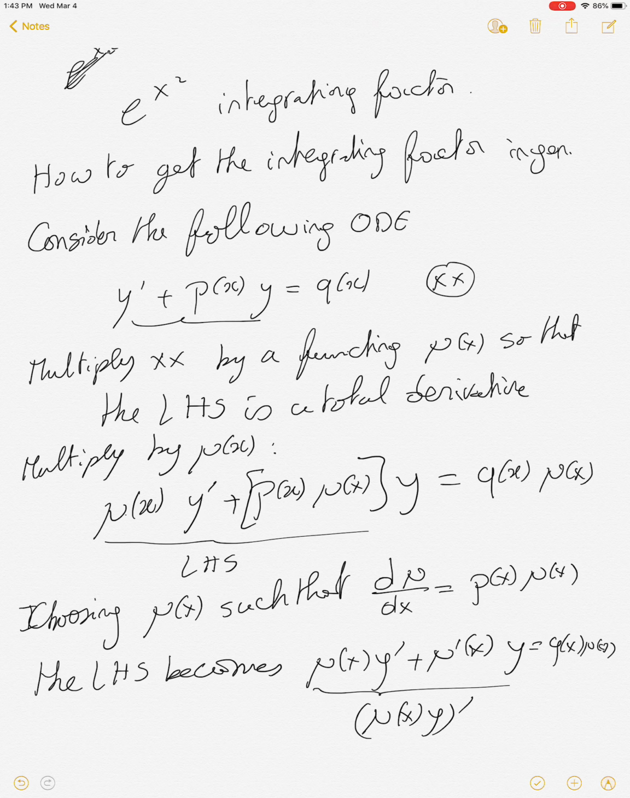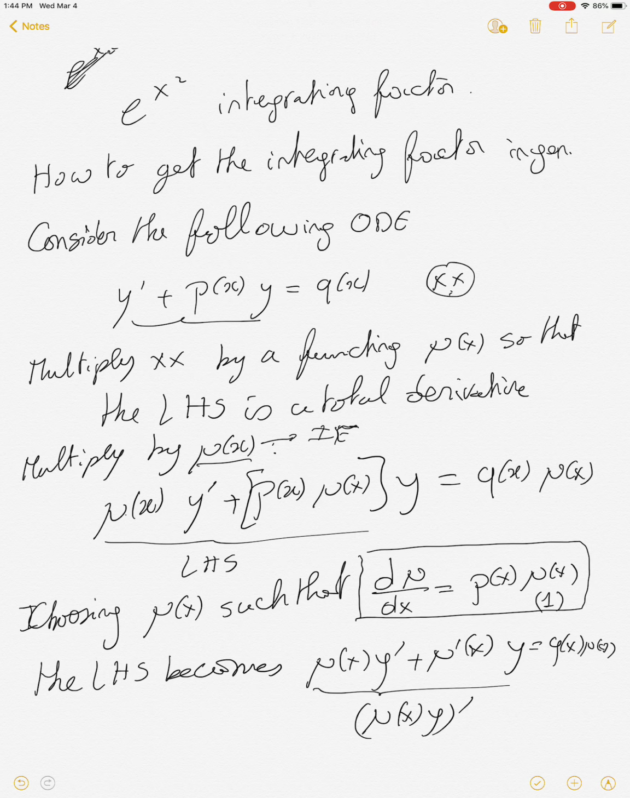So just to note, the integrating factor mu is a function that I should multiply the ODE double star by so that the left-hand side is a total derivative. And this tells me that mu should solve the following ODE. So if mu is a solution of this ODE, let's call it ODE 1, then mu is an integrating factor of the equation.